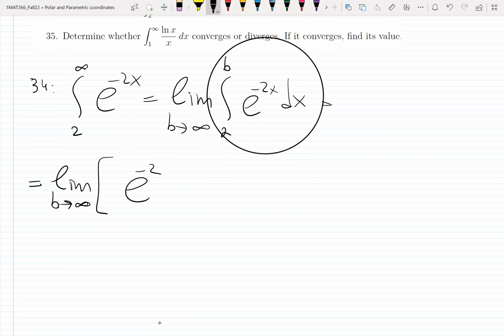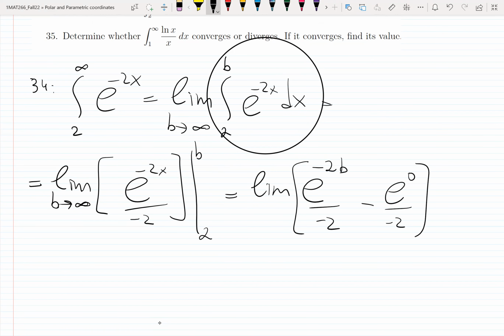Again, this is where you practice u-substitution. Copy the exponential function, divide by the leading coefficient. But it's a definite integral from 2 to b. So I'm going to plug in the top minus the bottom. E to the minus 2b, e to the 0 is not 0, for you to know. Many students always think that e to the 0 is 0, which is not true.